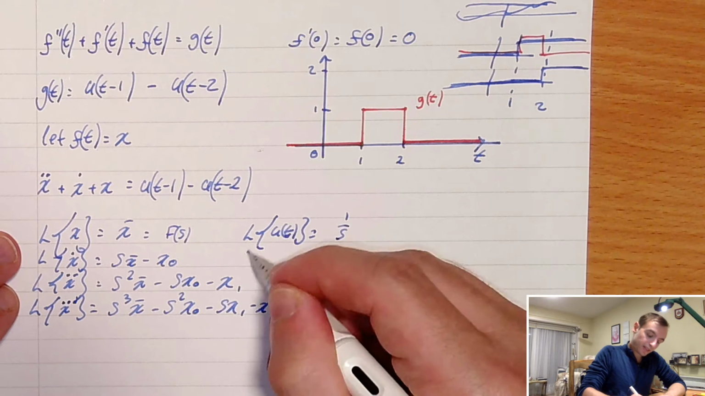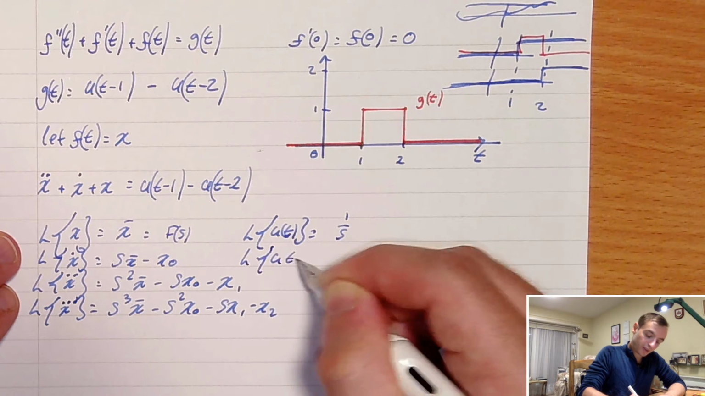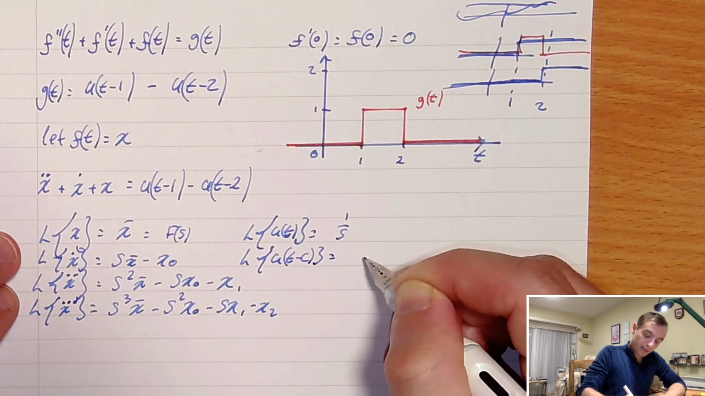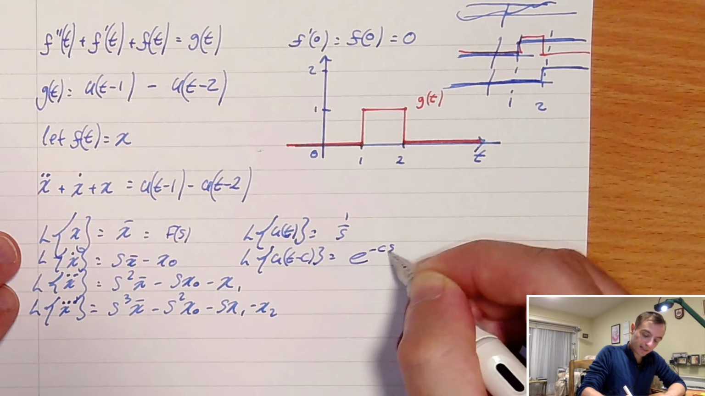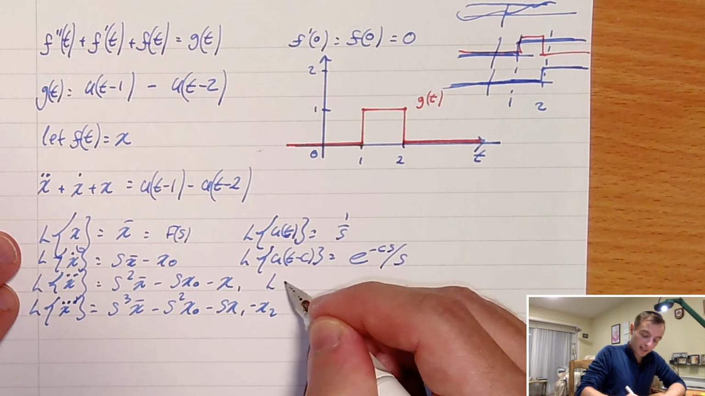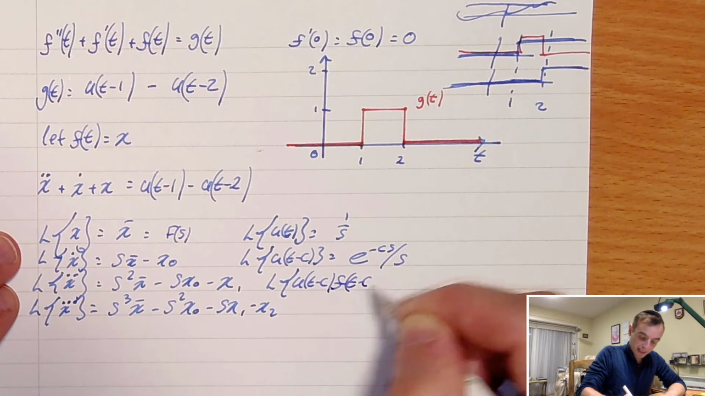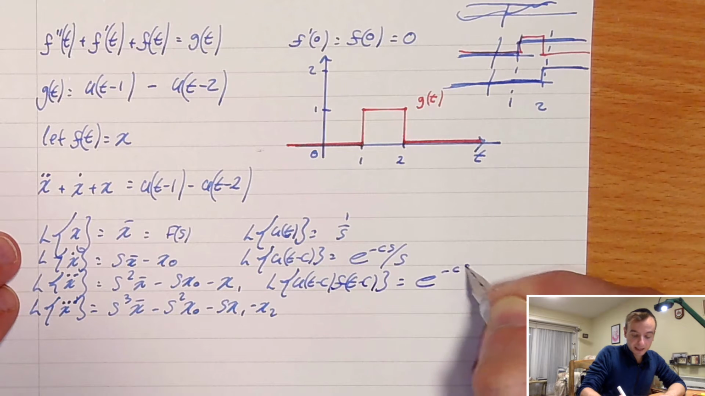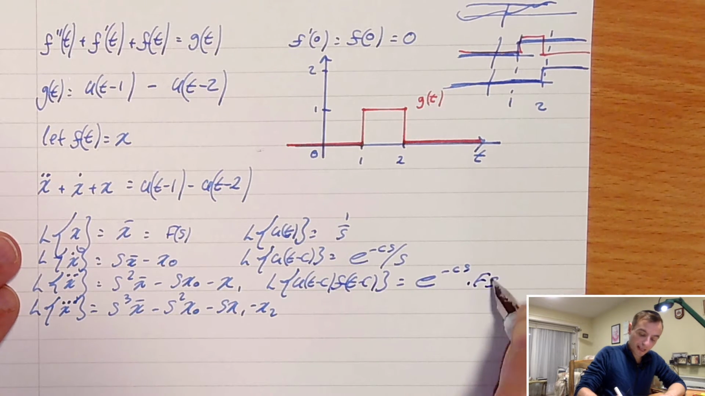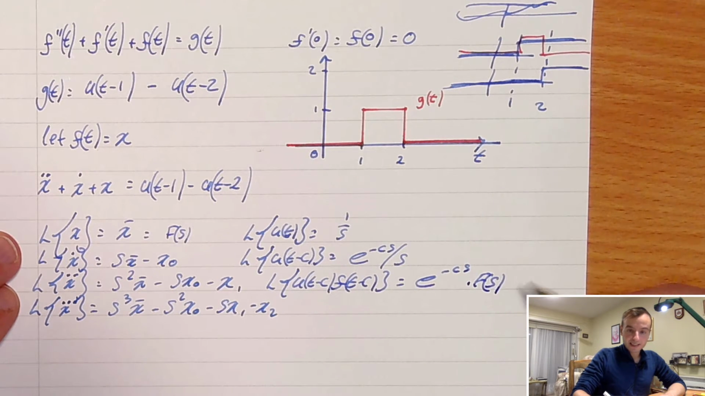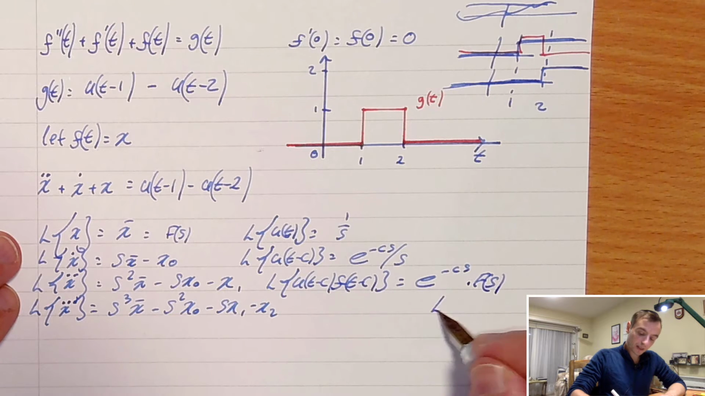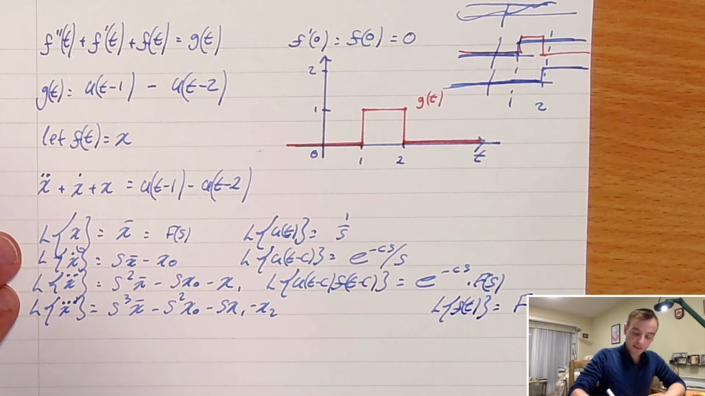And then we can say that the Laplace transform of u of t equals 1 on s. We can say that the Laplace transform of u of t minus c is going to be e to the minus c s on s. And we can say that the Laplace transform of u of t minus c times f of t minus c equals e to the minus c s times f of s, providing that the forward transform of f of t yields f of s.